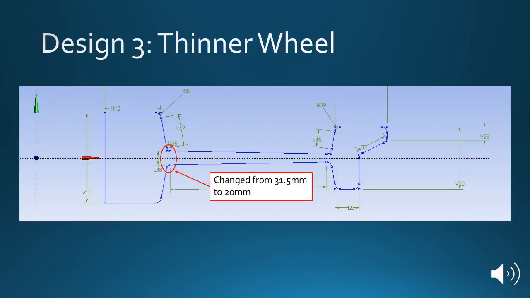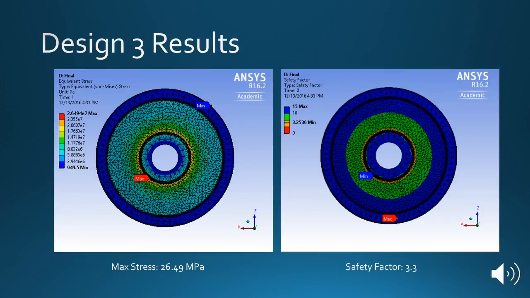For our final design iteration, we decided to change the thickness of the middle portion of the wheel. At its thickest point, we changed it from 31.5 millimeters to 20 millimeters in order to save weight. The final design iteration cut out much more weight than the first. However, the maximum stress was barely increased, and the safety factor was not decreased at all.